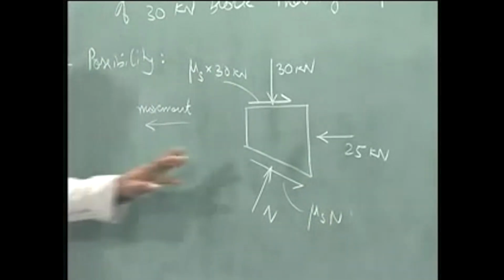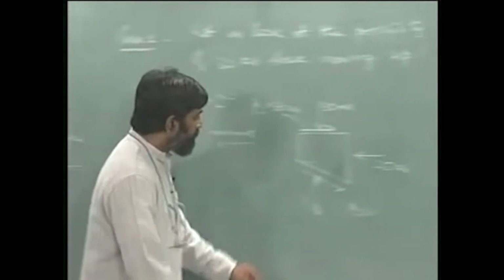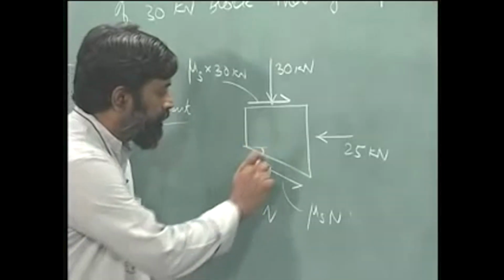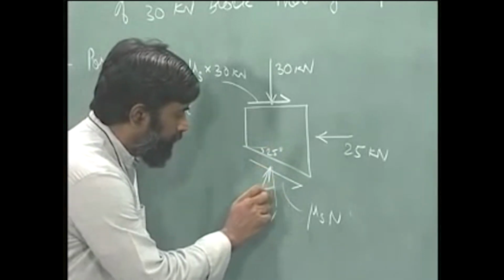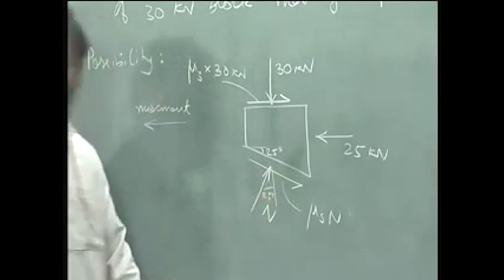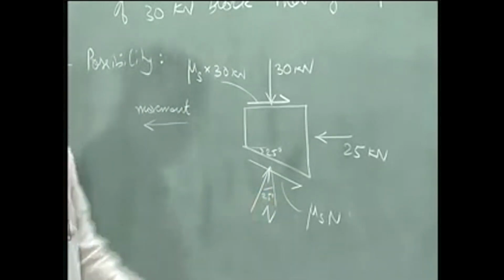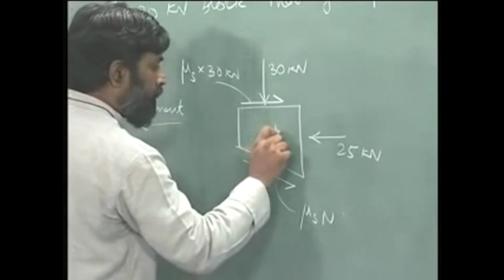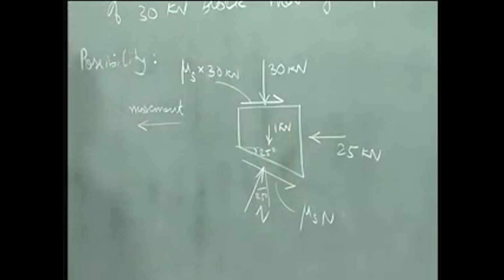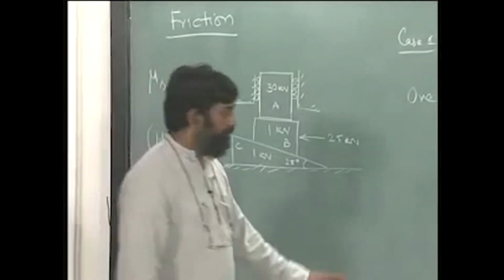Okay. Let us just draw the angles. This is 25 degrees. So, let us say this is 25 degrees, all right, and there is also a weight coming onto this, which is 1 kilonewton. Anything else that I have missed? I have almost done everything.